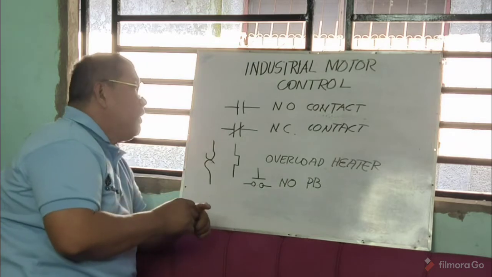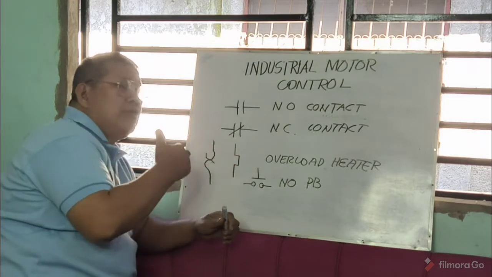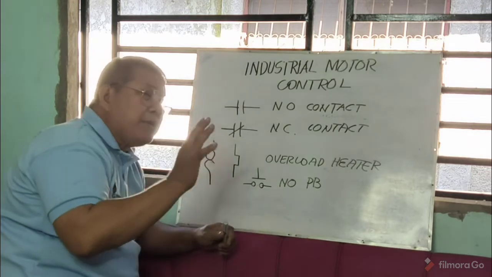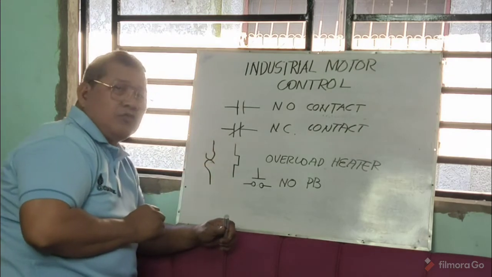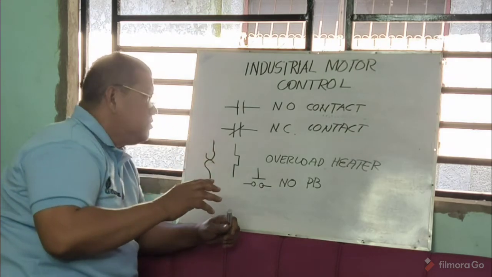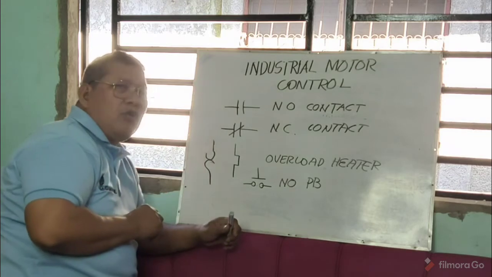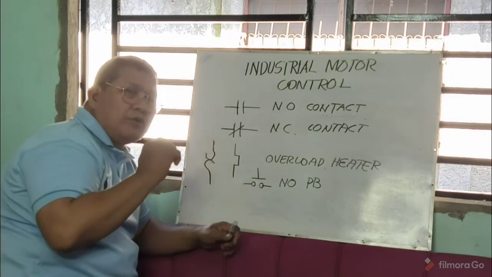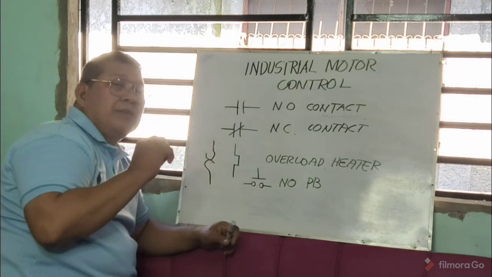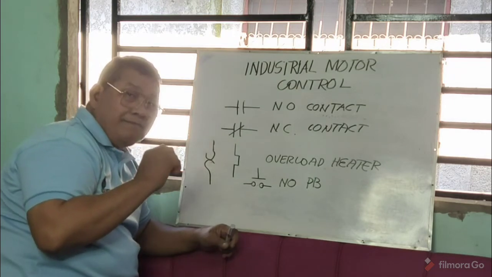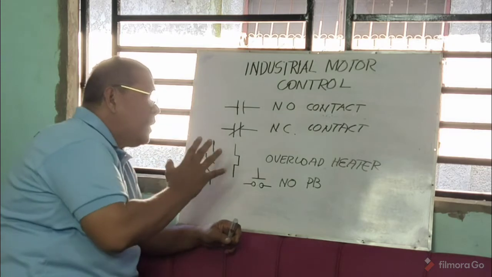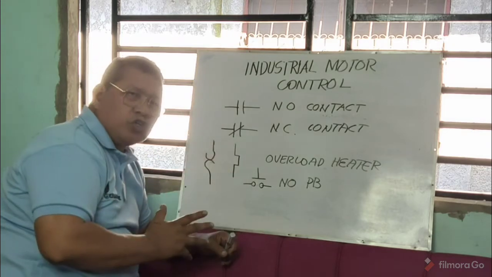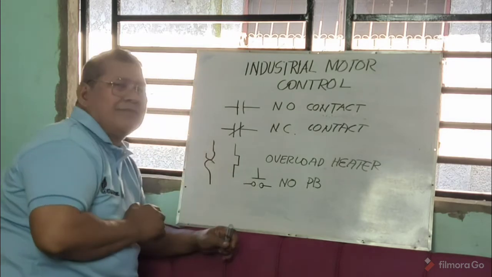By the way, when we say normally open or normally closed, that means the button is not being used yet. Once you use it, pressing the normally open push button will make it closed, as well as the normally closed, when you press the button, that will become open. Okay? So when you say normally open, normally closed, it is not being used yet.